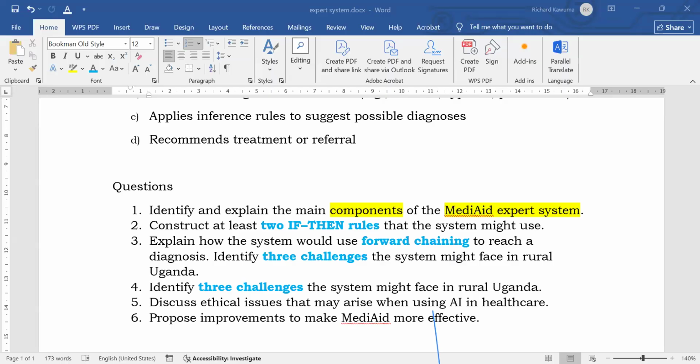And we are looking at the components. So each component, as you can see, we have to explain what it is and what it does. Okay? I don't know if you are following very well.